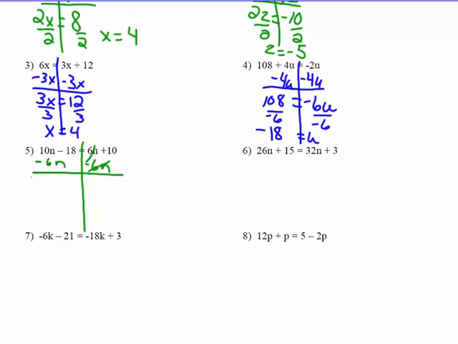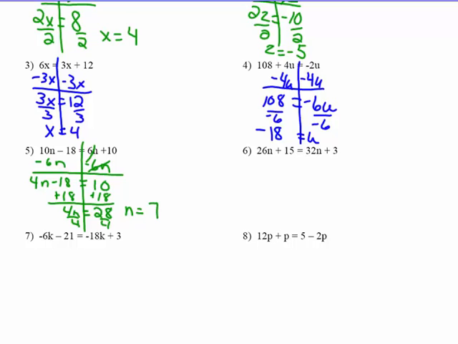So 10n minus 6n is going to give me 4n. Copy down subtracting 18, copy down 10. Now I do have a constant to cancel. So now I have to add 18 to both sides. So 4n equals 28, and then divide both sides by 4, and you get n equals 7.